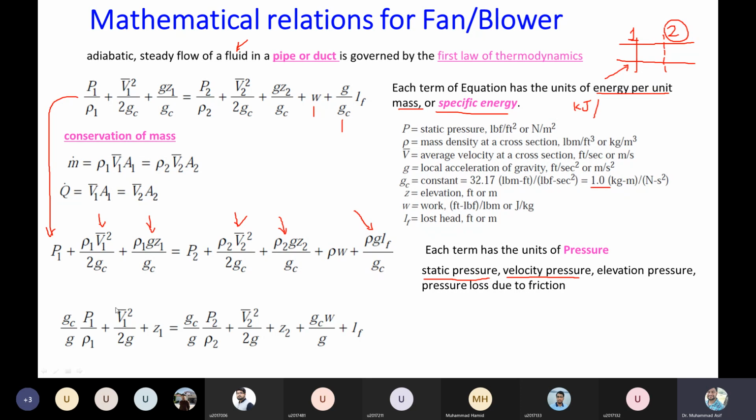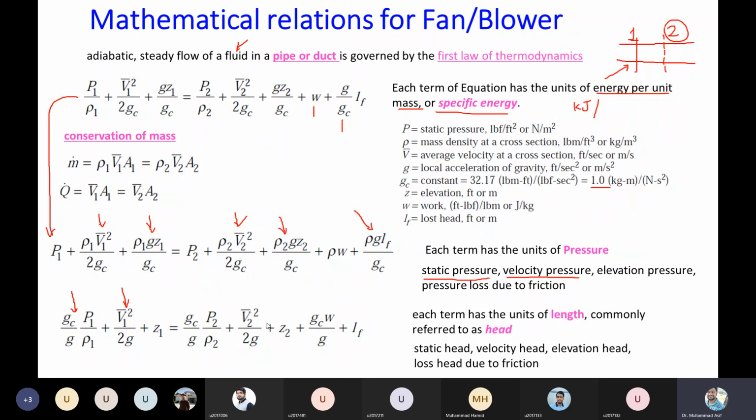Similarly, we can have the third form of the fundamental equation. Now you just multiply and divide with that term, Gc by G divided by rho 1. If you multiply the above equation with that, then you will have another form of the above equation. Now each term has a unit of length, and they are commonly known as head. So the first term is called the static head, the second one is called the velocity head, and the third one is called the elevation head.